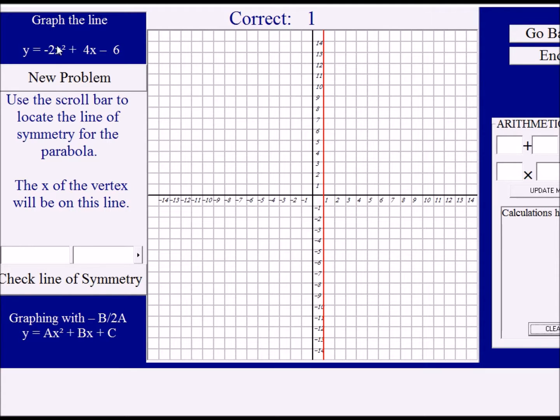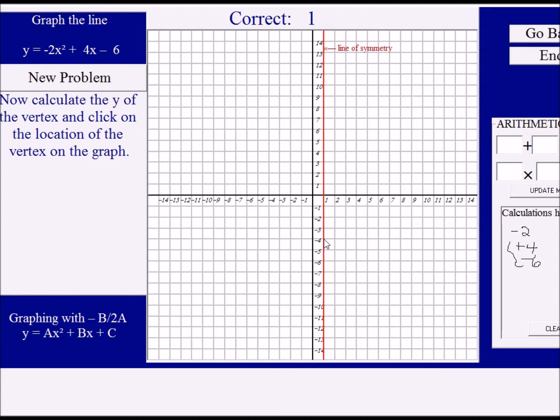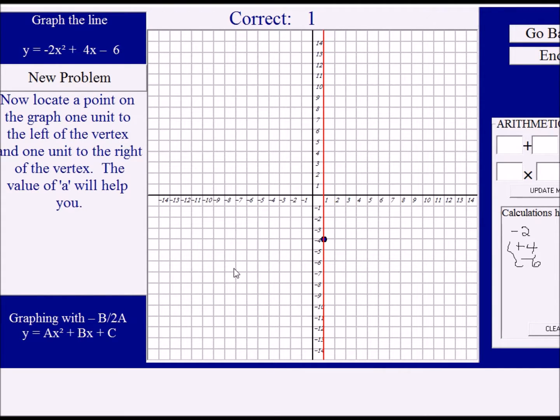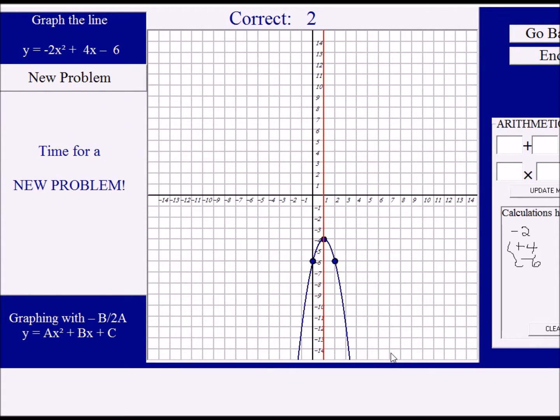And we clear that. If I put a 1 in here, 1 squared is 1 times negative 2 is negative 2. Put a 1 in here, plus 4, minus 6. Those two look like minus 2, and that looks like minus 4. So I'm going to check my line of symmetry, and I'm going to put minus 4 in here. I found the vertex. Now locate a point to the right and left. I can tell that this parabola is upside down, and that if I go 1 unit to the right and to the left, it will be down 2. There's 1. There's 1. And we've got the parabola. I'm sorry, I keep forgetting to check my line of symmetry. I hope you don't have the same problem. I haven't looked at this for a while.